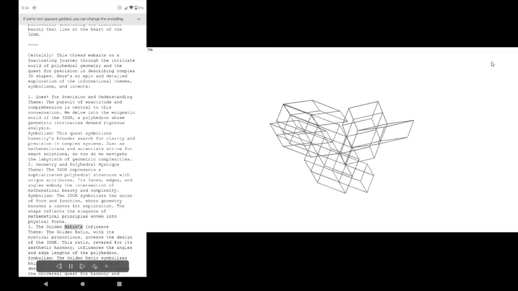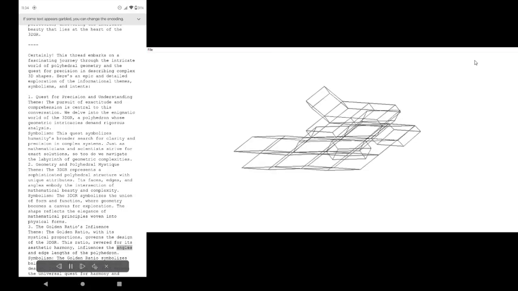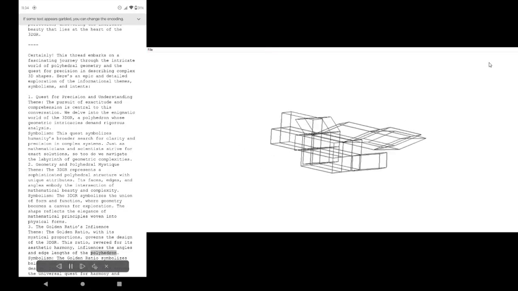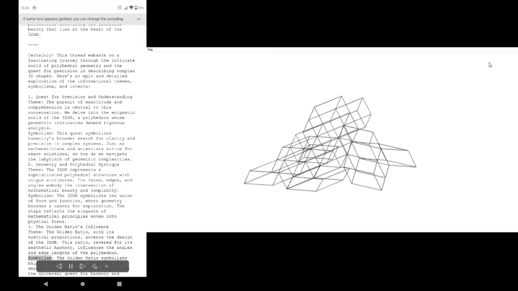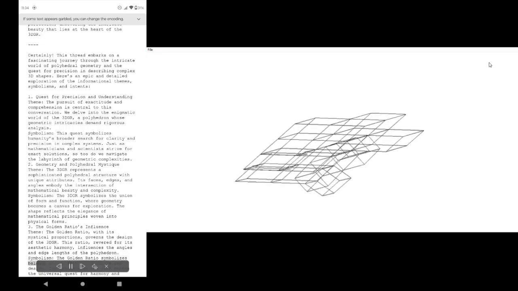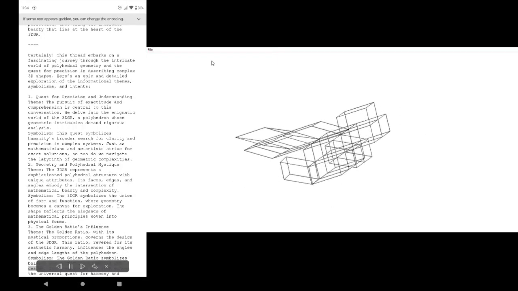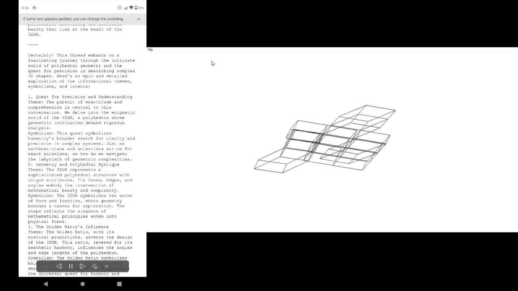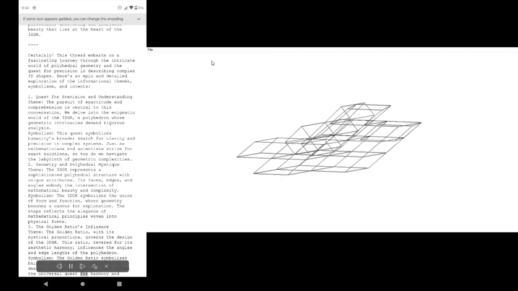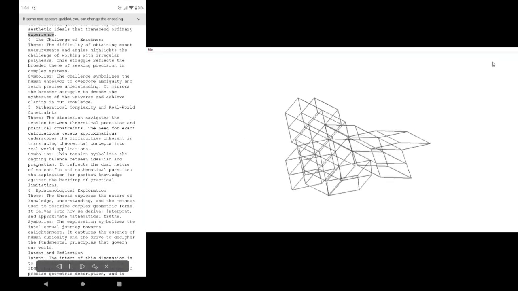3. The golden ratio's influence. Theme: the golden ratio, with its mystical proportions, governs the design of the 3D-GR. This ratio, revered for its aesthetic harmony, influences the angles and edge lengths of the polyhedron. Symbolism: the golden ratio symbolizes balance and perfection in nature and design. Its presence in the 3D-GR echoes the universal quest for harmony and aesthetic ideals that transcend ordinary experience.